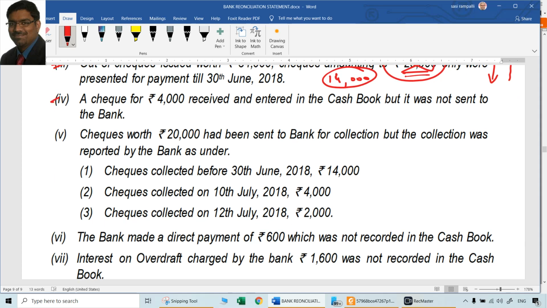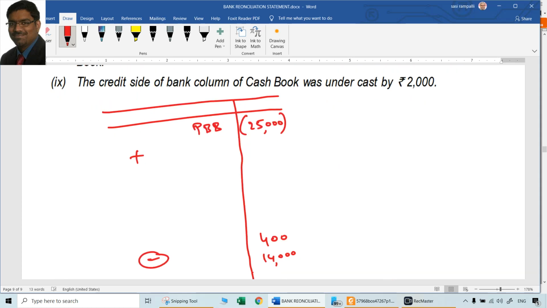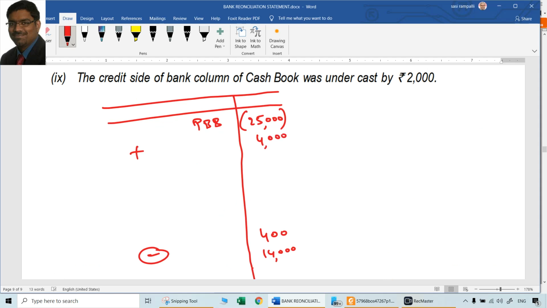That was the third point. Fourth point, a check for 4,000 rupees received and entered in the cash book, but it was not sent to the bank at all. Means this is also first impact in the cash book. Received and entered in the cash book means cash book balance would have been higher. It was not even sent to the bank. Bank doesn't know about this. So bank did not enter anything in the passbook. But cash book already entered this. Cash book balance is higher. Because bank did not enter this, obviously the opposite happens with the passbook. When cash book balance is already higher, passbook balance will be lower. When passbook balance is lower, what we have to do is add. How much? 4,000 rupees. Add 4,000.